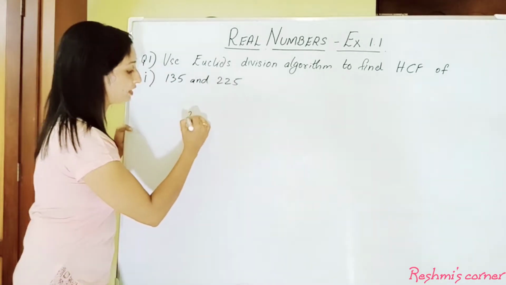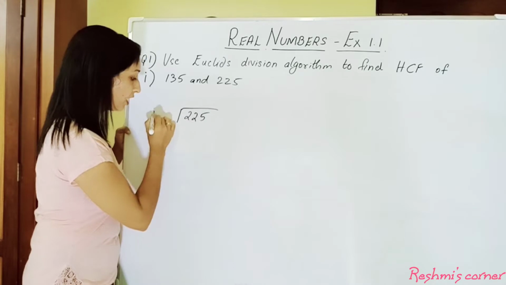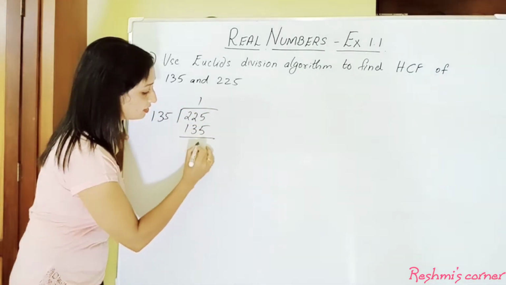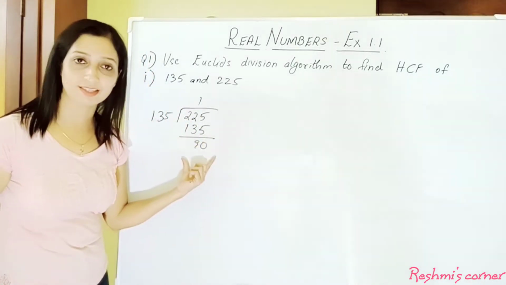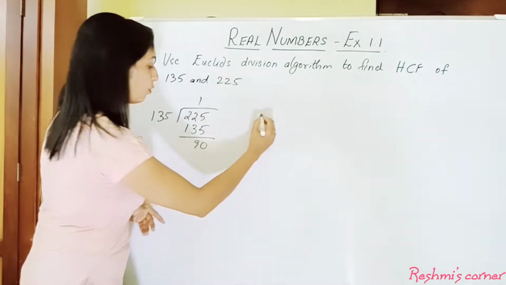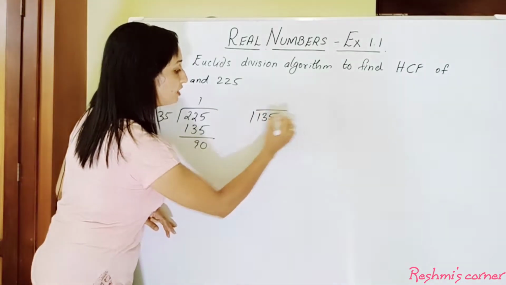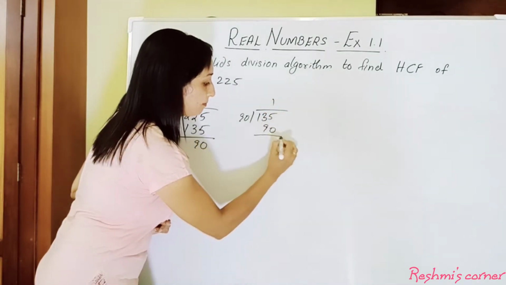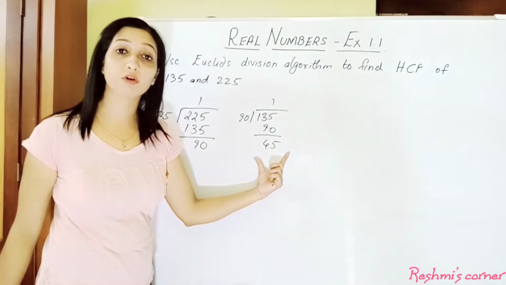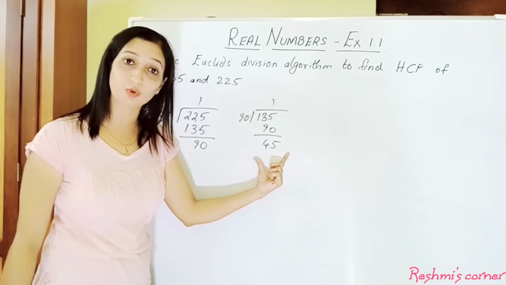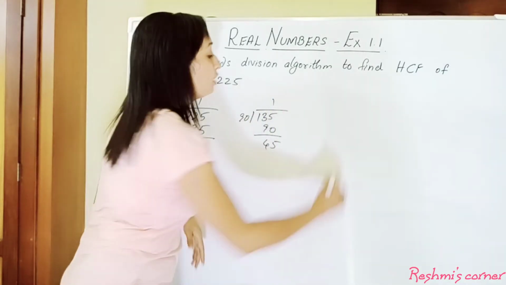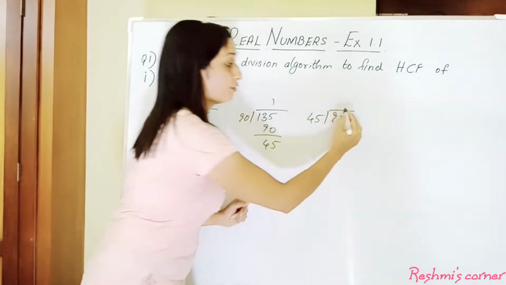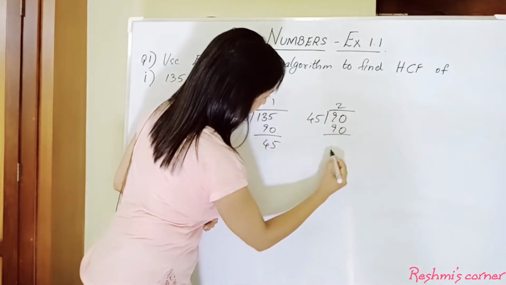225. So we start dividing 225 by 135. 135 ones are 135. We get the remainder 90, which is not 0. So we need to perform the division again, where 135 becomes the dividend and 90 becomes the divisor. Now 90 ones are 90. Balance, you get 45. Here also we haven't got our remainder 0. So we need to perform the division again. So here, 90 divided by 45, 45 twos are 90, which is 0.